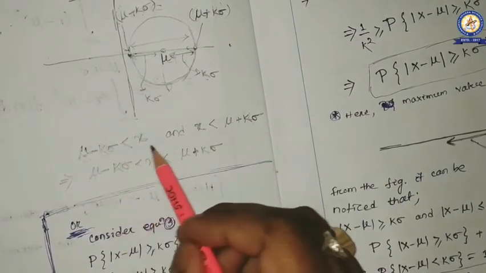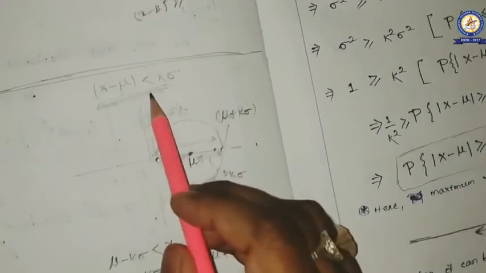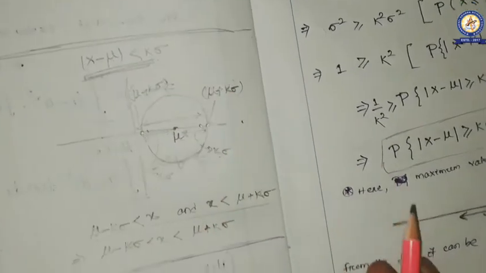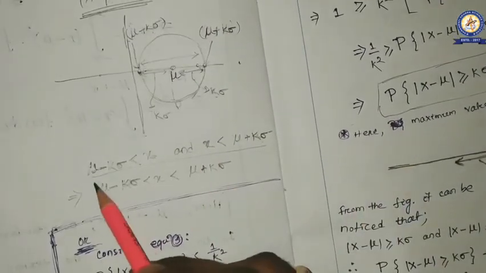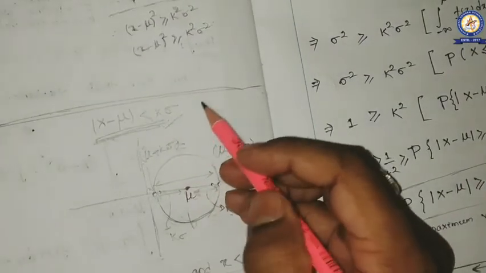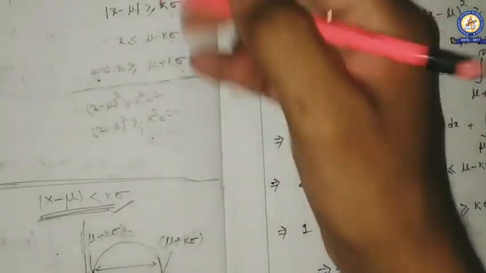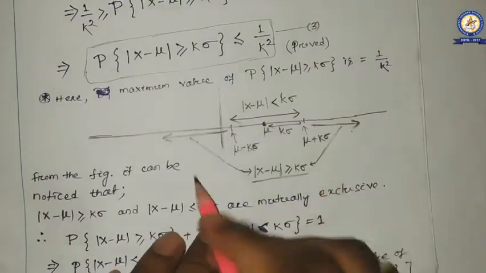If I consider this range, then it will satisfy |x minus mu| less than k sigma. Okay, so this is the range I am going to consider. Collectively, whatever I explained here has been represented.